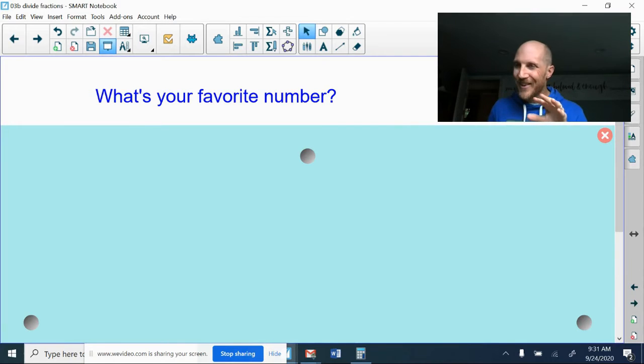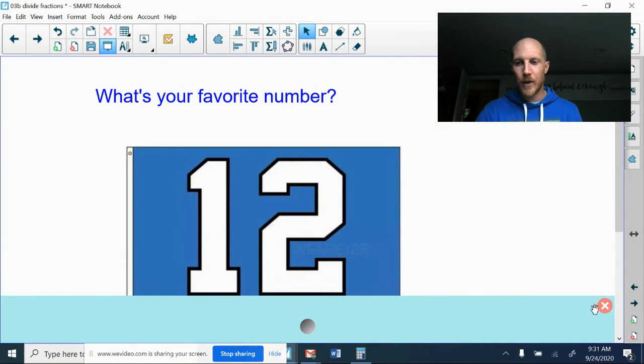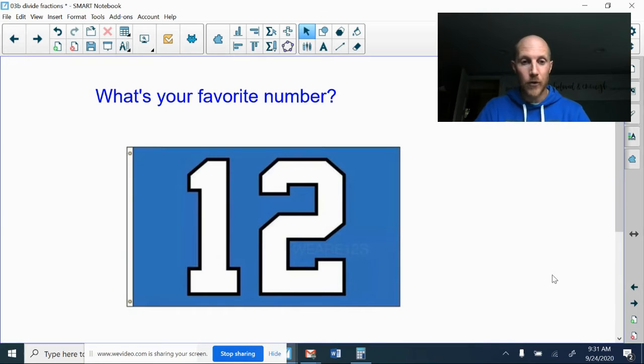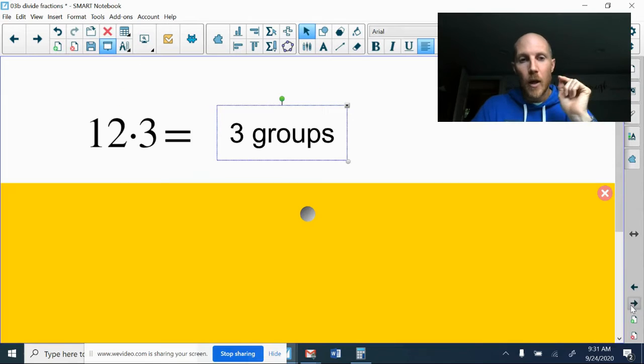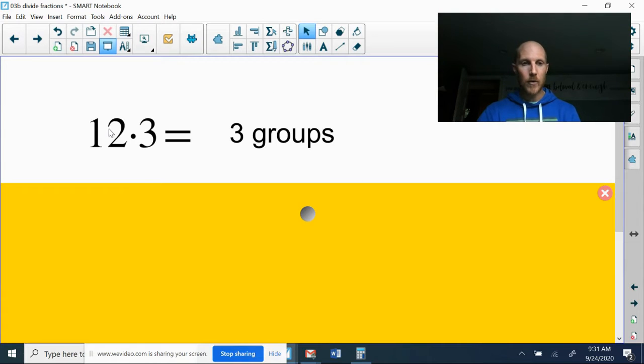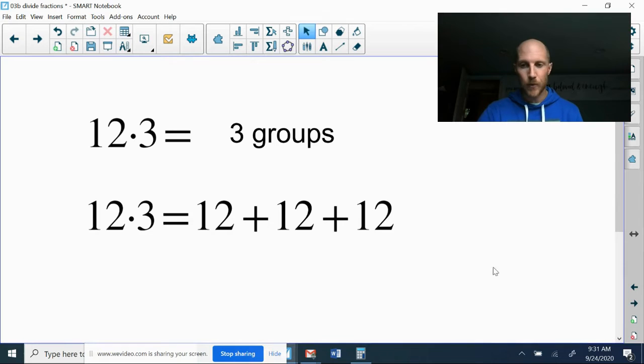So let's start off with your favorite number. You know, that's an intensely personal decision, but mine is 12. We've got this flag actually hanging in the classroom, and you may not be able to see it right now, but we're going to work with the number 12. So if you take your 12, we're going to do multiplication and division. I know it's not a fraction, but if we multiply by 3, that means we need 3 groups of 12, right? So 12 plus 12 plus 12.